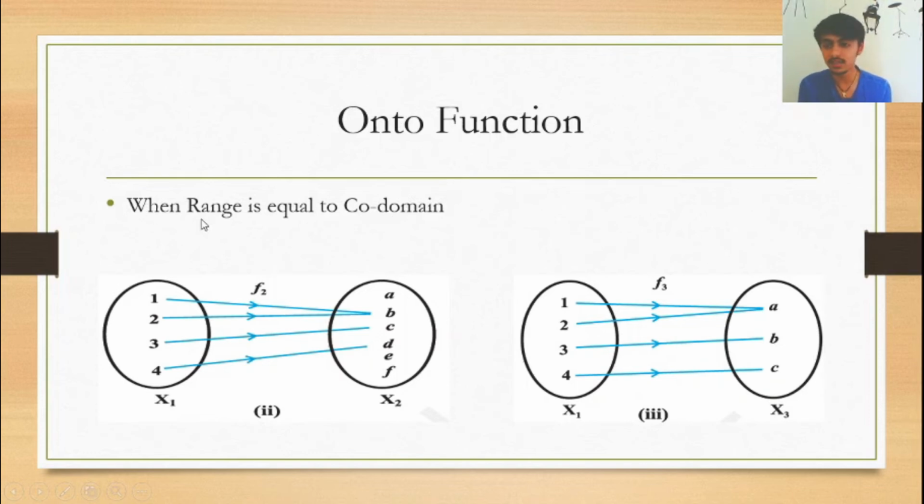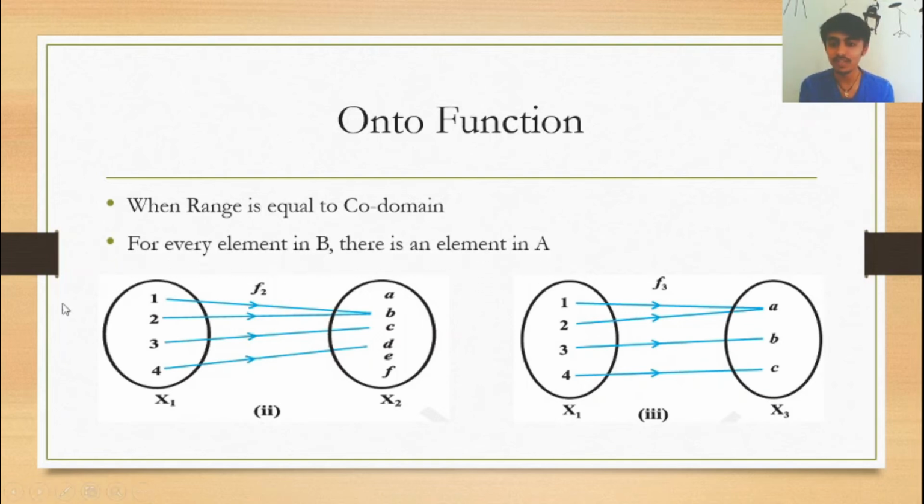Onto, how to find whether a function is onto or not. You have learned how to find a range and codomain in 1-1. Range and codomain are the same. You have to use the same formula, that is, for every element in B, there is an element in A. Every element in B, there is an element in A.